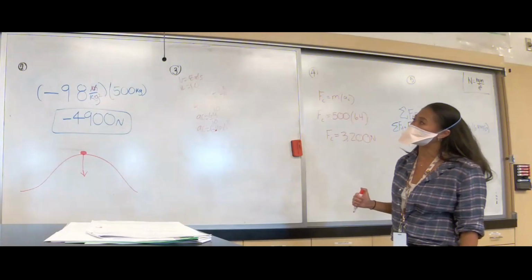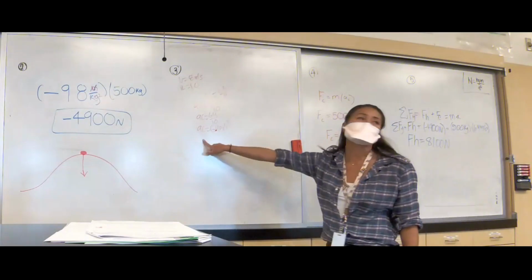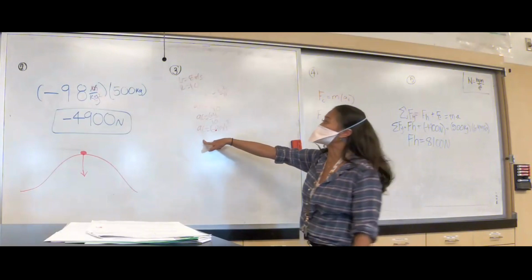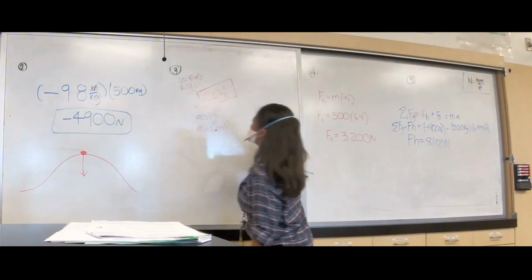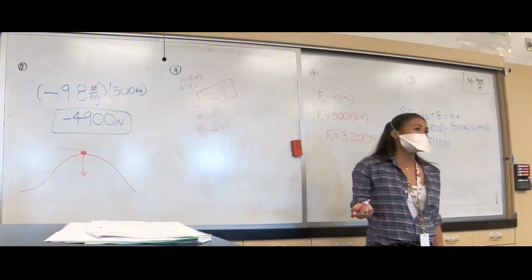The next question is focused on calculating centripetal acceleration. This is in your physics helper. V squared over R, and both of those values are given to you.